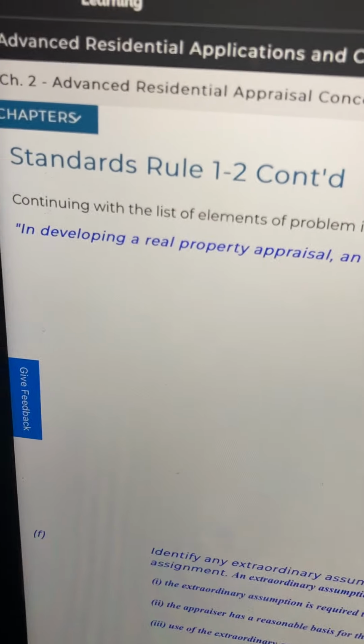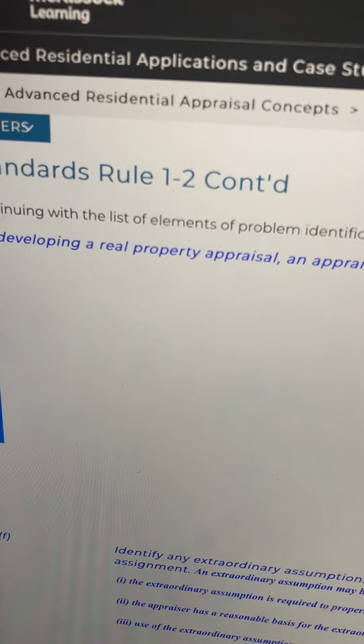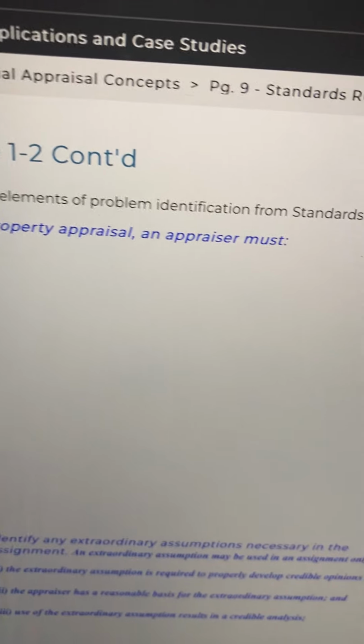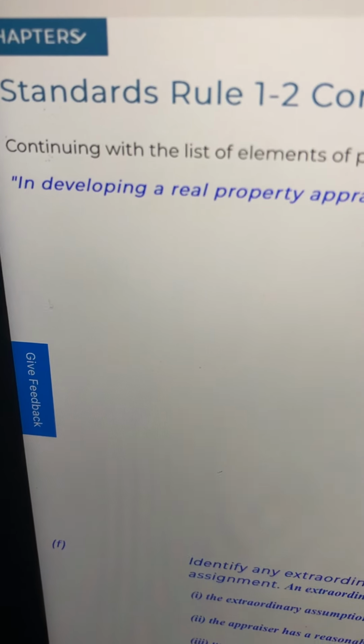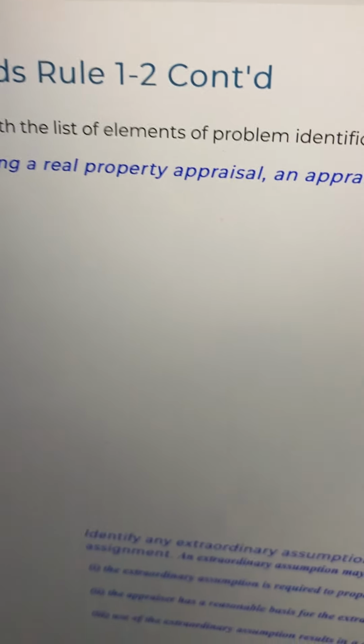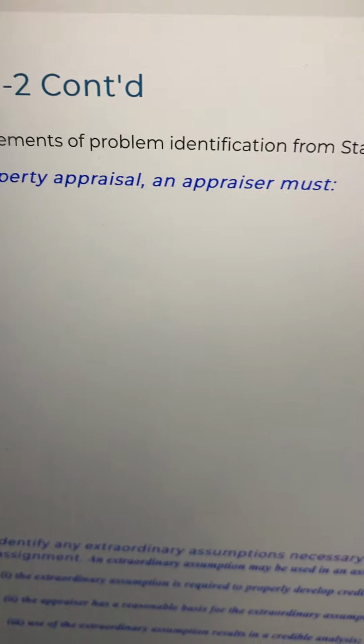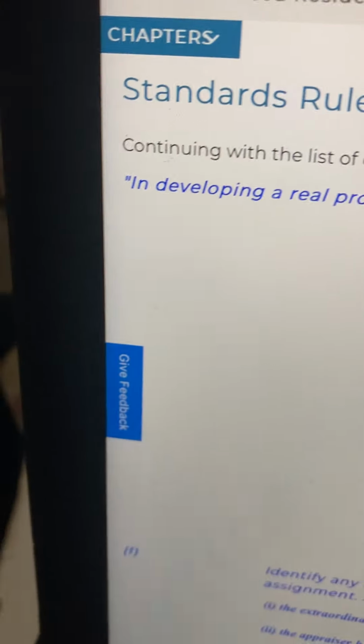Advanced Residential Applications and Case Studies. Chapter 2, Advanced Residential Appraisal Concepts, page 9. Standards Rule 1-2 continued. Continuing with the list of elements of problem identification from Standards Rule 1-2.